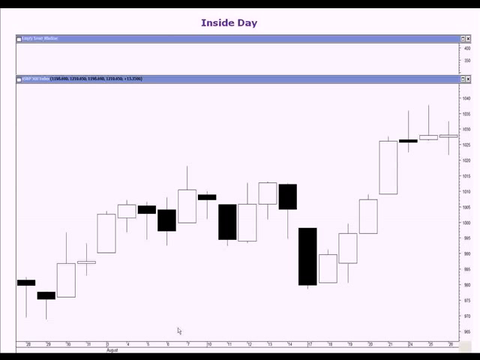Now here's a daily chart of the S&P, and there are three inside days here. I'm going to leave you for a few seconds to just see if you can spot them. First one is here. As you can see, the high of this bar is lower than the high of the bar preceding it, and the low of this bar is higher than the low of the previous bar. Likewise this bar, lower high and higher low. And finally this bar here, lower high, higher low.